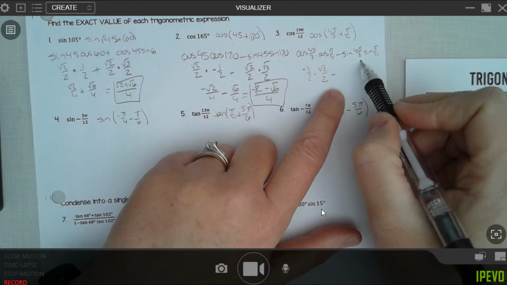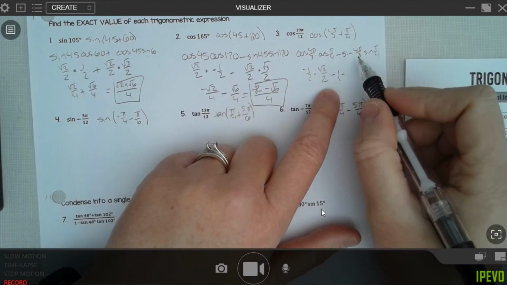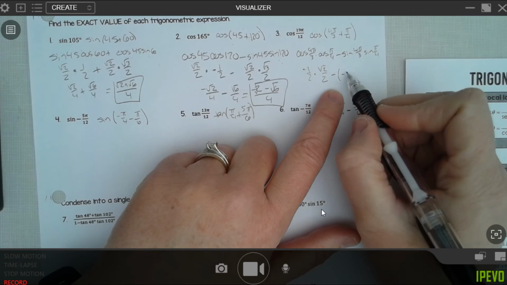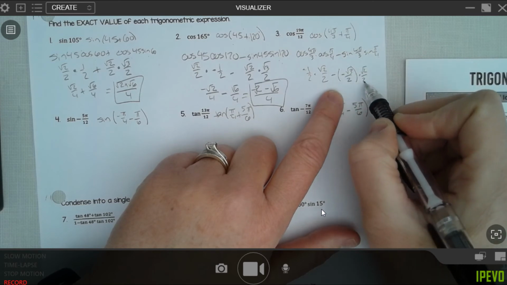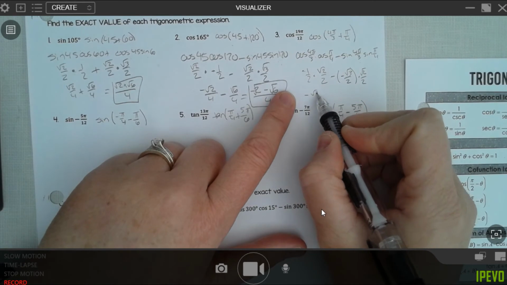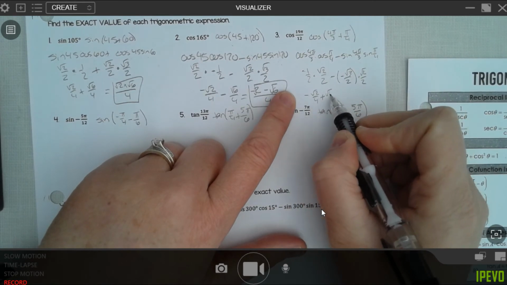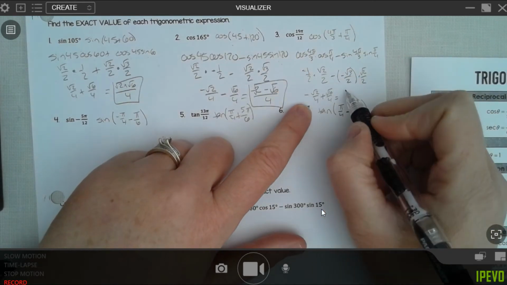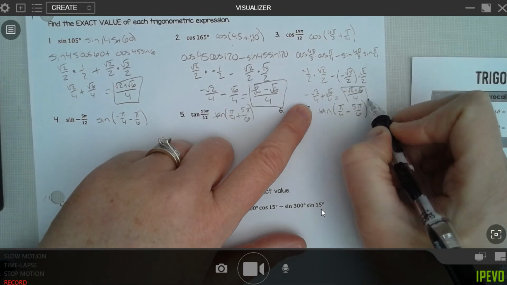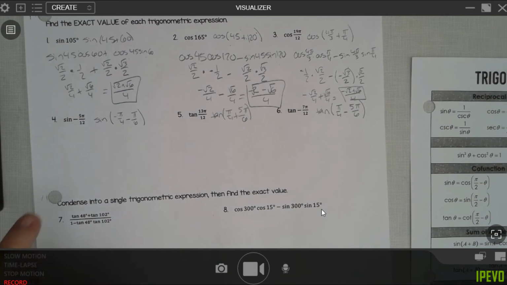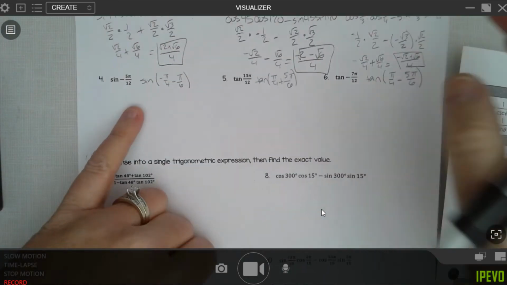Sine is going to be negative in that quadrant also, so I'm going to get negative, and the reference angle for pi over 3 would be radical 3 over 2, and then that's the first quadrant, radical 2 over 2. So I get negative radical 2 over 4 plus radical 6 over 4. So I'm getting negative radical 2 plus square root of 6 all over 4. That's the answer.